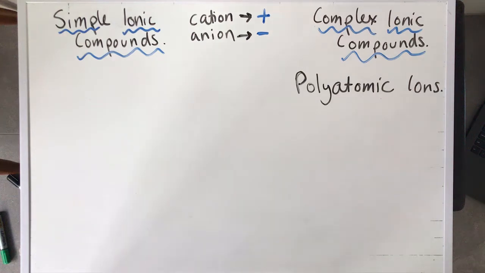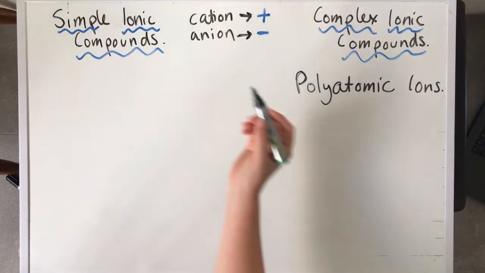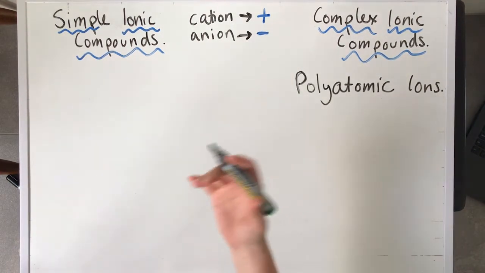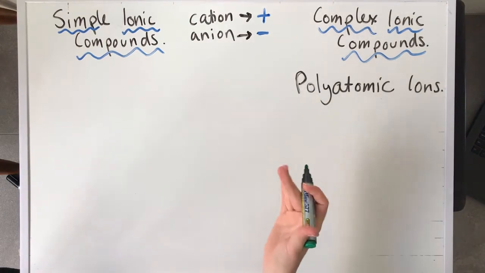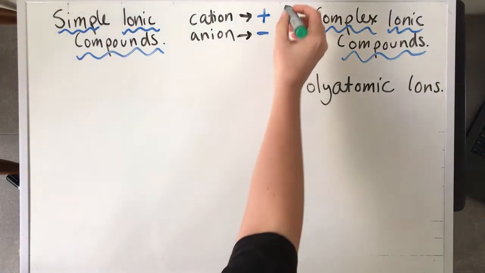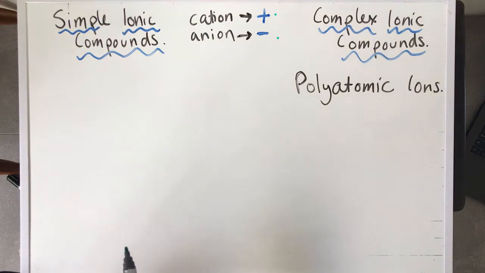A quick video for you today on ionic compounds. So we'll quickly be discussing simple and complex ionic compounds. A very quick refresher and a reminder perhaps that ions are charged atoms. So the atoms that have either lost or gained electrons. That gives them a positive or a negative charge.